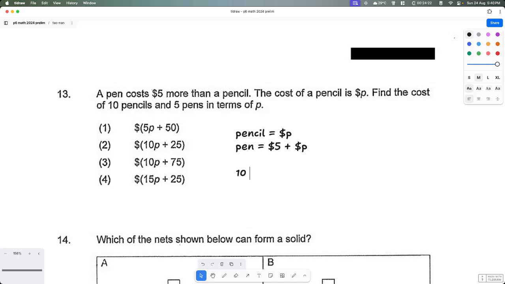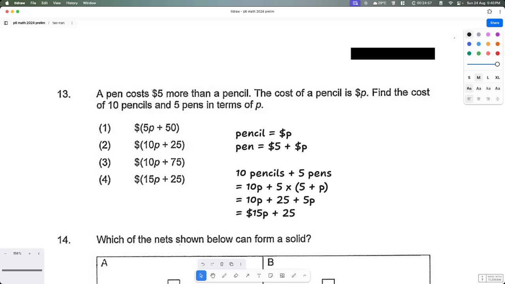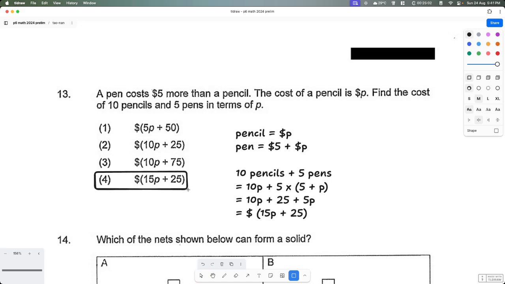Okay, so 10 pencils plus 5 pens is equal to 10P plus, right, 5 times bracket 5 plus P. Okay, so this will then become 10P plus 25 plus 5P, which is equal to 25 plus 15P, or 15P plus 25. Okay, so let's just do that. 15P plus $25 with brackets in them. Okay, so that means it's option number 4. Okay, let's move on to the next question.